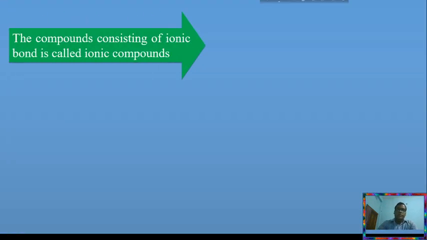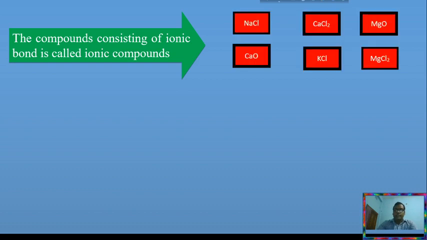The compounds consisting of ionic bonds are called ionic compounds. And there are some ionic compounds here: sodium chloride, calcium chloride, magnesium oxide, calcium oxide, potassium chloride, and magnesium chloride. These are all ionic compounds. Why are these ionic compounds? Because sodium chloride is made by sodium and chlorine. Sodium is a metal, chlorine is a non-metal. That's why it is an ionic compound.